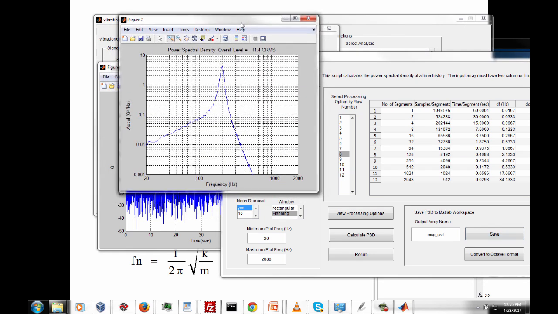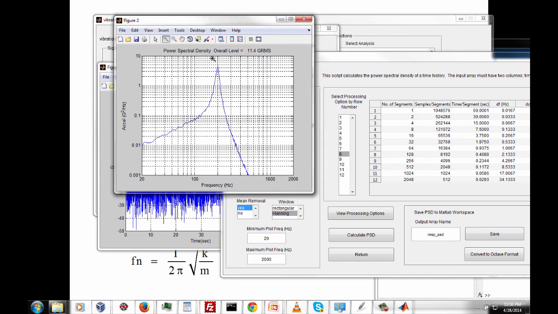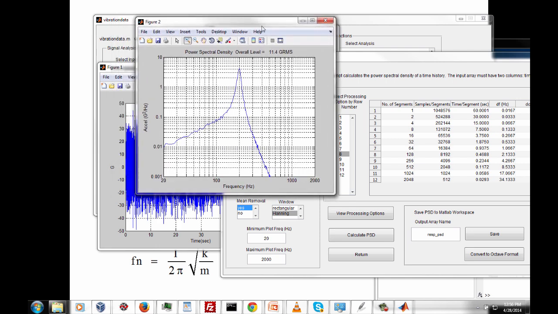Now, here is our response power spectral density. And we already knew from the time history that it was 11.4 GRMS response, and that's confirmed in the frequency domain. So we have acceleration, g squared per hertz, which is really GRMS squared per hertz, log-log format, versus frequency in hertz. Now down at the lower frequencies, we have a situation of unity gain. That'll become more clear in some of the next steps we're going to do.